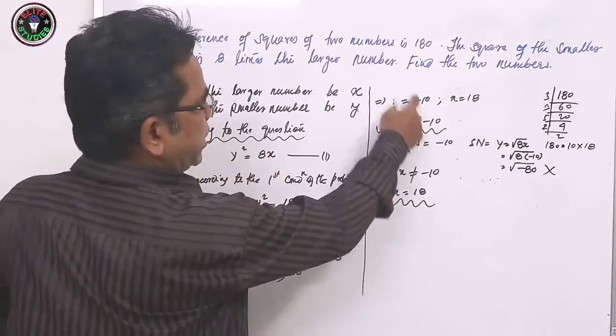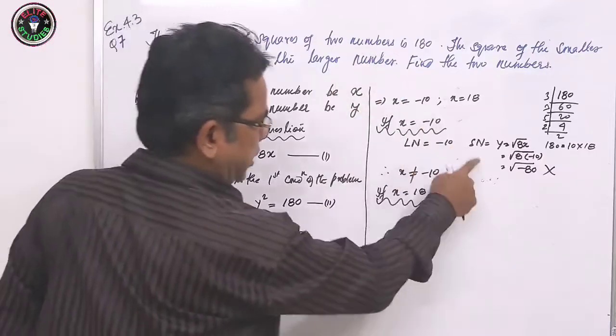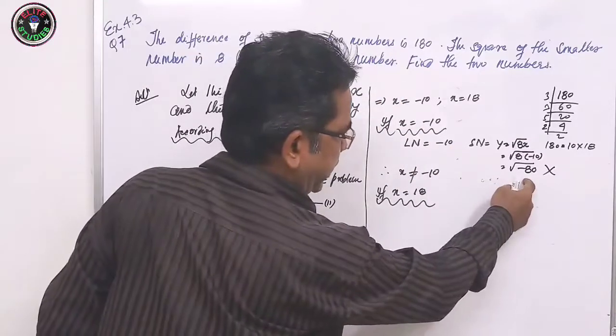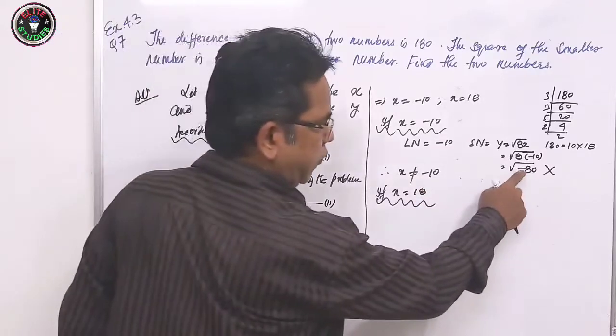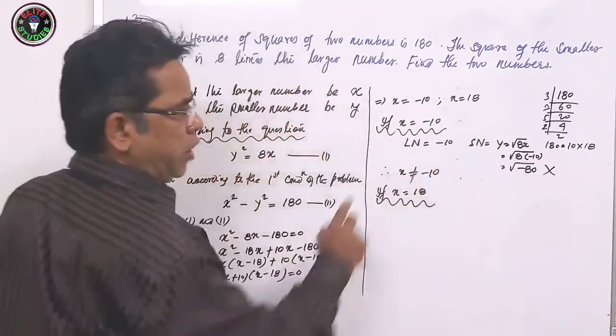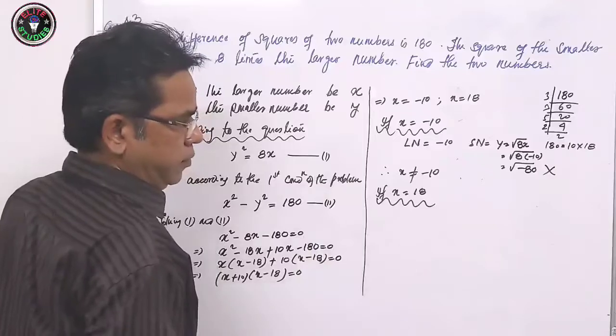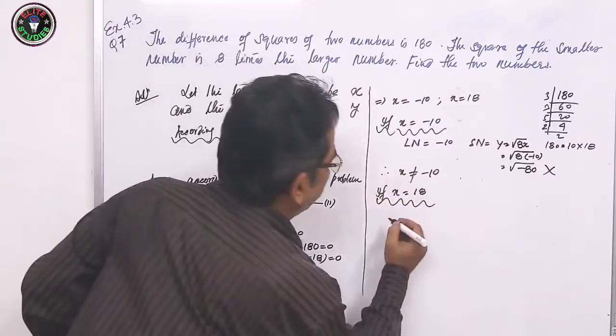So here x is minus 10, it doesn't suit, because if it is such, then the smaller number comes out to be root over minus 80, and root over minus 80 is not a real number. There is no such real number which can define the square root of a negative number. So therefore x is equal to minus 10 is invalid. If x is equal to 18, then what will happen?